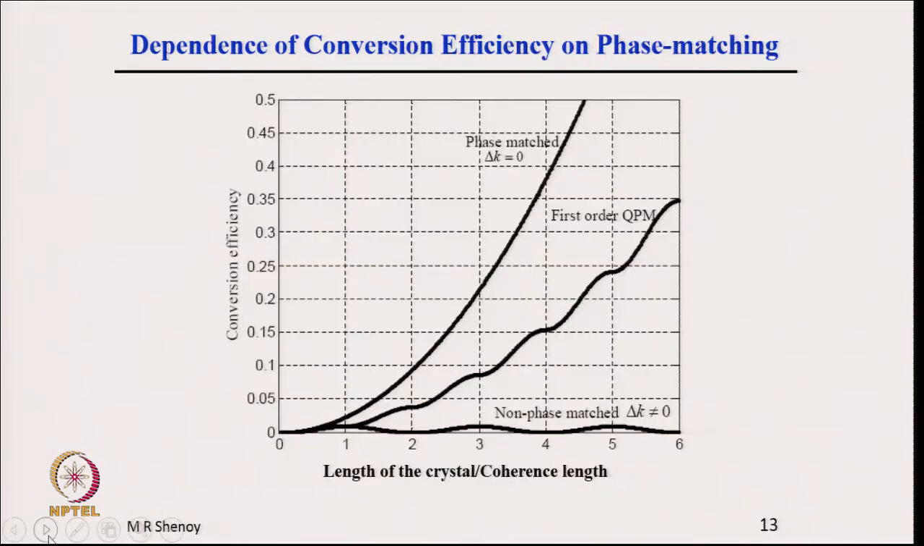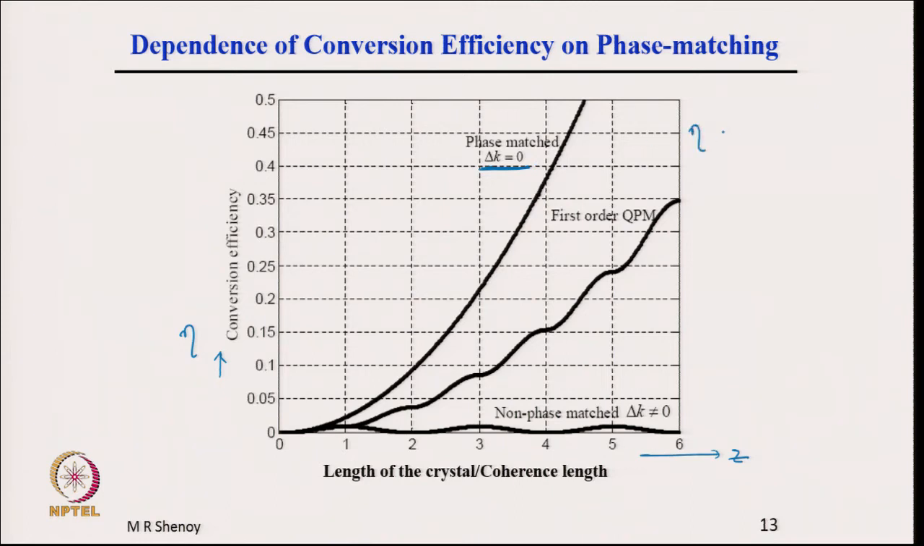All right, let me discuss this a little bit more. The graph here shows the normalized length of the crystal, that is, length divided by coherence length, so essentially this is z. If you plot conversion efficiency, eta, as a function of z, then we see that if delta k is equal to 0, the efficiency goes up as the square of the distance, parabolically.